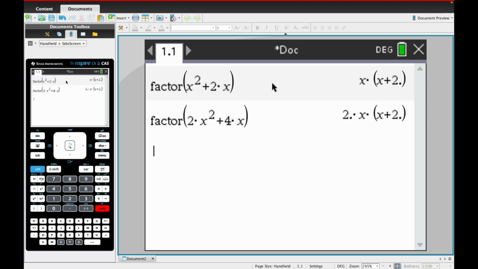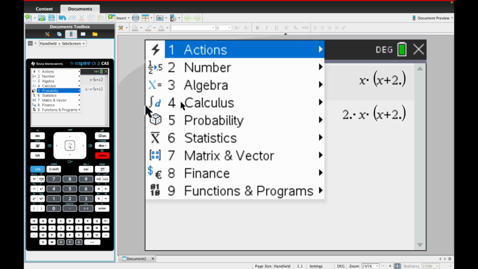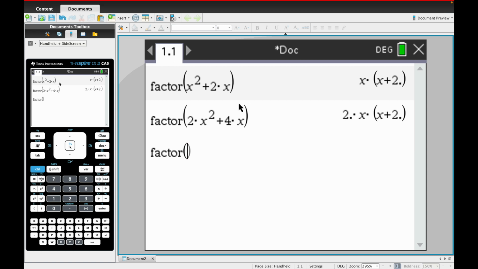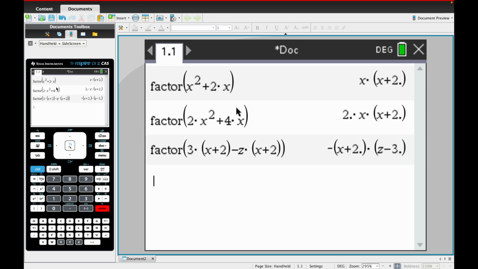So if we look at our other example we did, so go menu 3, 2, we had 3 times x plus 2 minus z times x plus 2. We can see that this form is exactly the same, except what they've done is they've taken this negative sign out, and so instead of having a negative z, they have a positive z and a negative 3. So they've just swapped the negatives around because the CAS normally doesn't like to leave variables as a negative number. But our answer is still correct. You can still leave your answers as a negative.